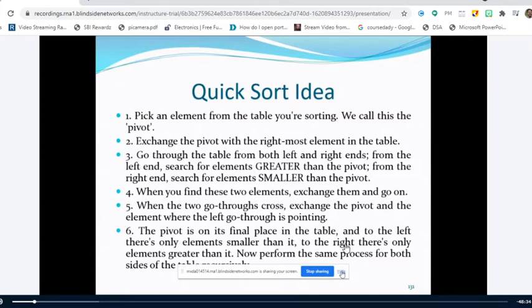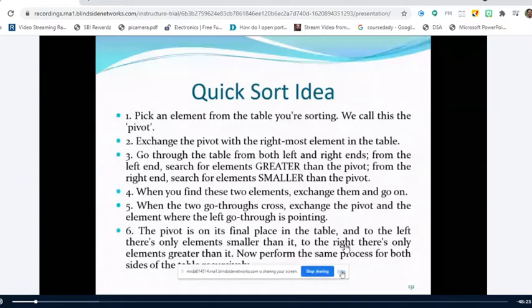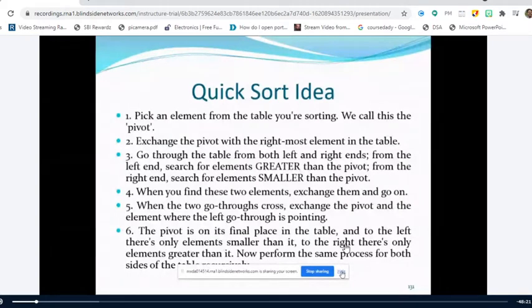And when you make the pivot element sit in the correct position, then all the elements towards the left hand side are less than the pivot value, and all the elements towards the right hand side of the pivot element are greater than the pivot element. So for the purpose of dividing the given list of elements into two parts, we are making use of this pivot element. So we should select a good pivot element.